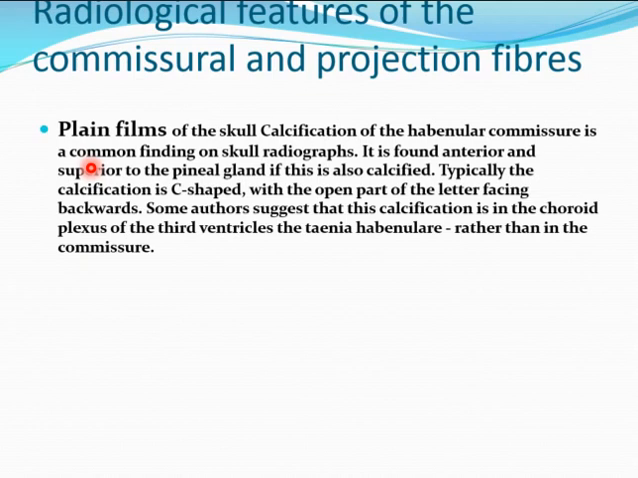Radiological features of the commissural and projection fibers. Plain film of the skull. Calcification of the habenular commissure is a common finding on skull radiographs. It is found anterior and superior to the pineal gland. If the pineal gland is also calcified, typically the calcification is C-shaped with the open part facing backwards. Some authors suggest that this calcification is in the choroid plexus of the third ventricle, the taenia habenulae, rather than the commissures.